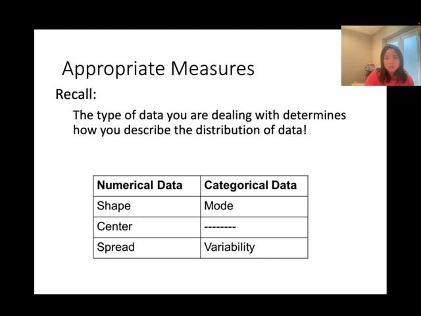Appropriate measure. The type of data you are dealing with determines how you describe the distribution of the data. Okay, remember for numerical data, we talk about the shape, the center, and the spread. And for categorical data, we only use the mode and the variability to describe the distribution of the data.